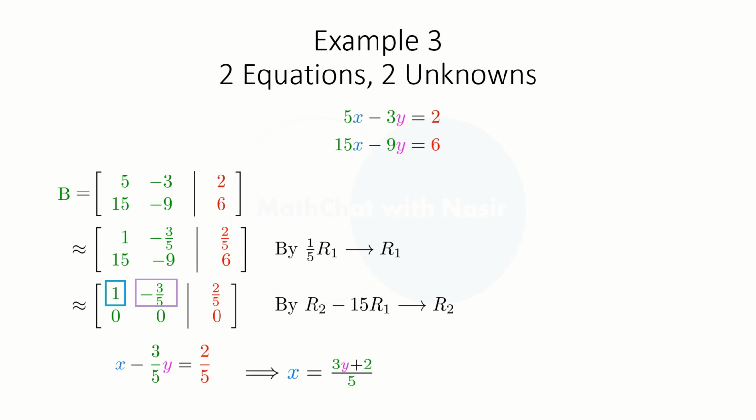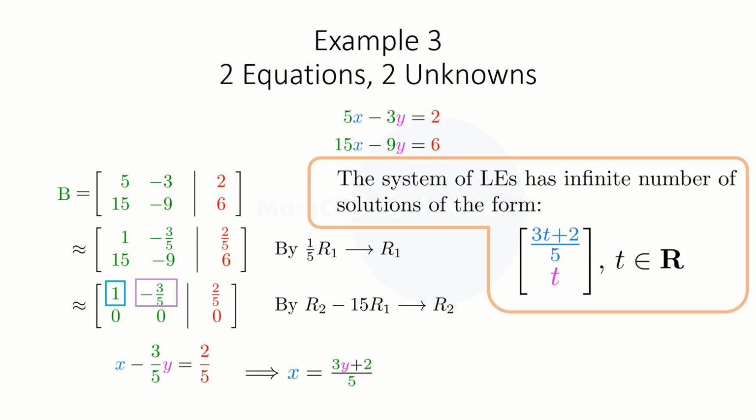And here is the complete solution. We have replaced the free variable y with the parameter t. X equal to (3t plus 2) divided by 5 and y equal to t is the solution for any value of the parameter t.